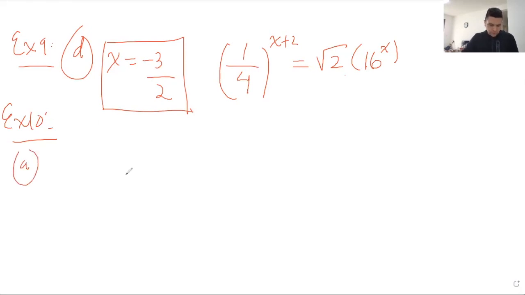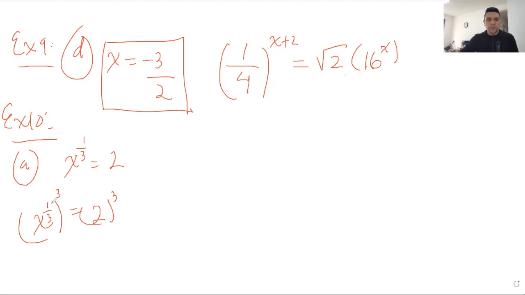Let's solve these. x to the 1/3 equals 2. Again, our goal is to make the exponent, or the index, of the x variable a 1, right? So in order for us to do that, we have to cube all of this, right?